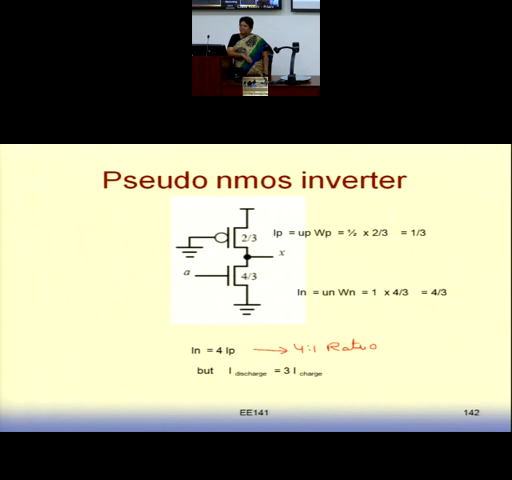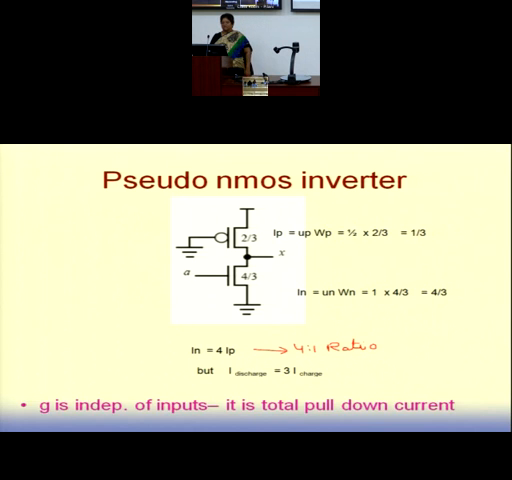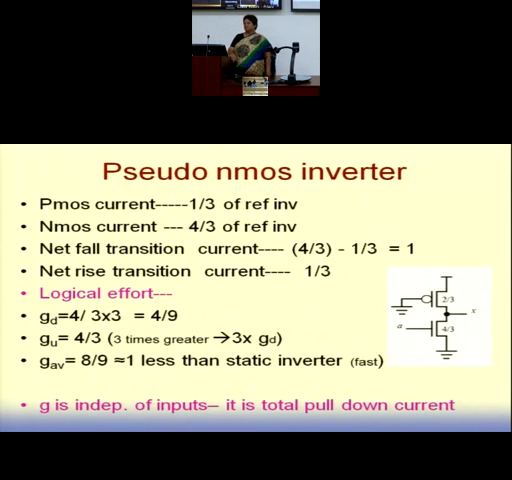Remember, from a static CMOS, I have seen the requirement for an NMOS. Accordingly, I have designed an inverter, which is a pseudo inverter. And from the pseudo inverter, now we can translate all the concepts to any other gate, NAND gate, NOR gate, XOR gate, by using the same principles. So once you know the current capabilities, now we can find out the logic.